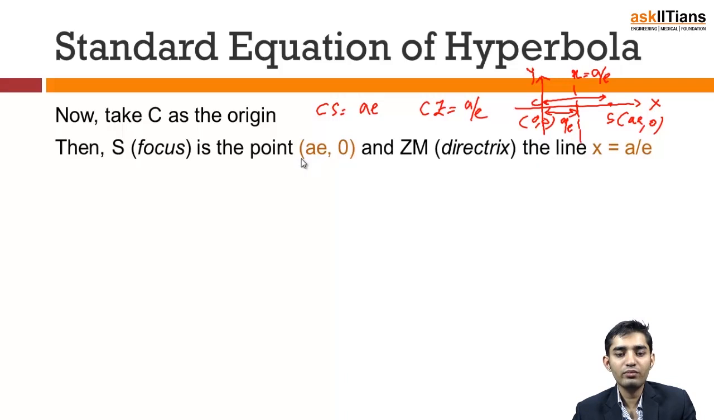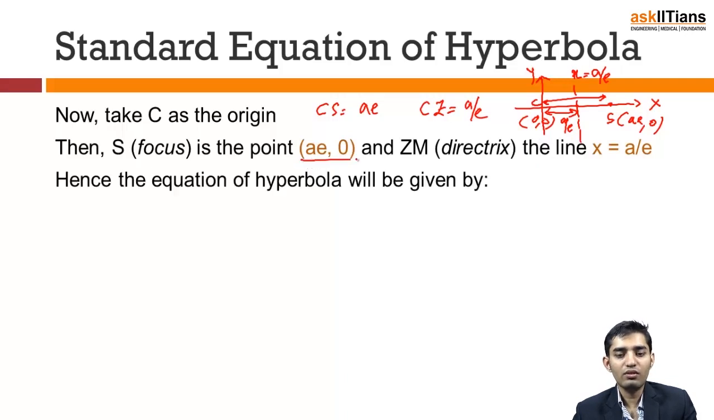So the focus will basically be (AE, 0) and the directrix will be x equal to A by E. Now, once I have got the focus and directrix, I can directly write down the equation of the hyperbola by using the definition, that is PS equal to E times PM.